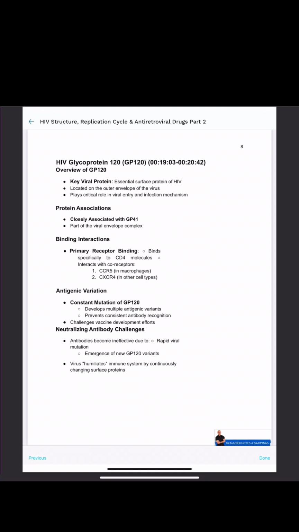Now what happens is that neutralizing antibodies that bind to the GP120 and prevent viral cell attachment become ineffective with viral mutation. We know that antibodies become ineffective due to rapid viral mutation and the emergence of new GP120 variants.